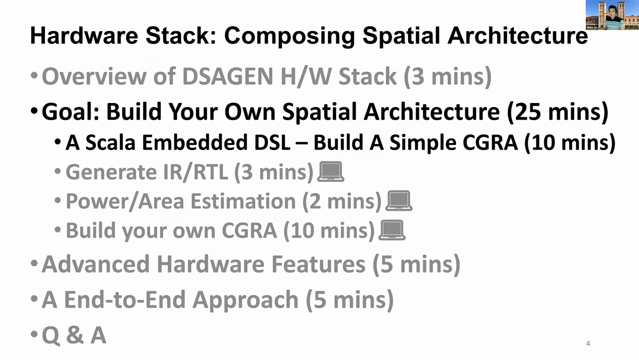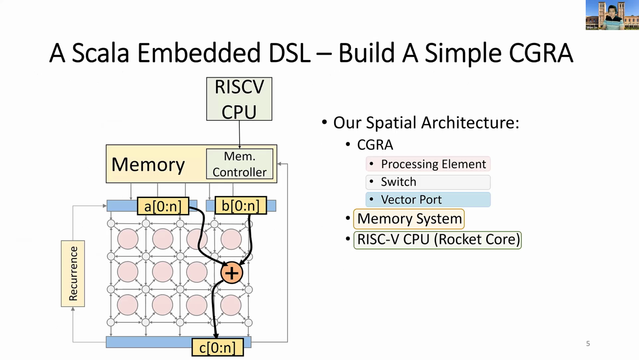First, I will teach you how to build a simple CGRA using our domain-specific language. Before we do that, let's take a look at the spatial architecture that we are actually building. Our spatial architecture has a RISC-V CPU connected to it and a memory system. The rest of it is what we call the CGRA, the coarse-grained reconfigurable architecture. The CGRA consists of a bunch of processing elements, where you actually do the operations. An operation requires inputs, like operands, and it will produce an output.